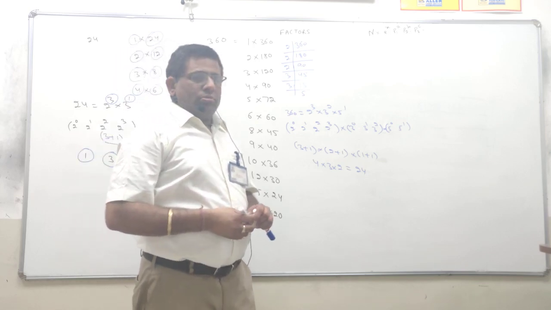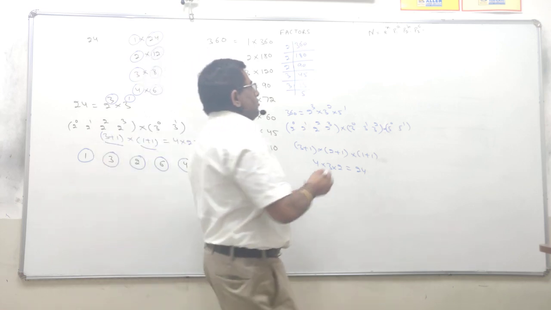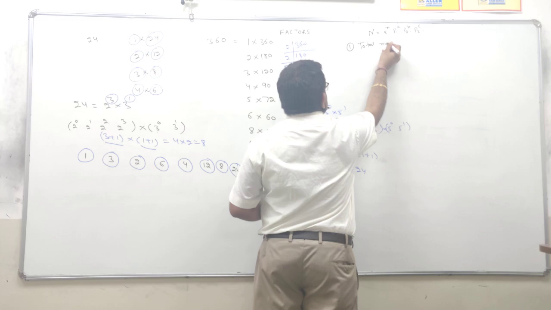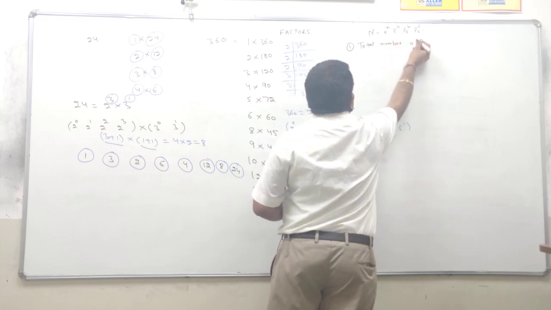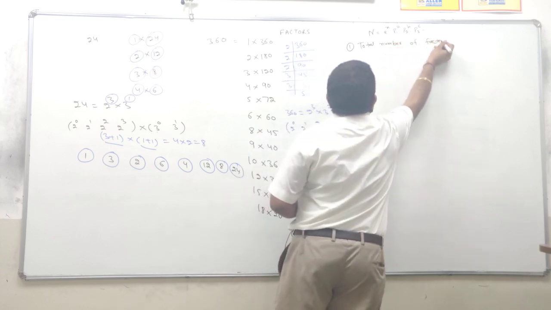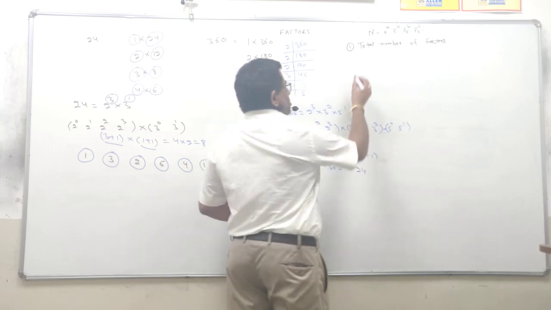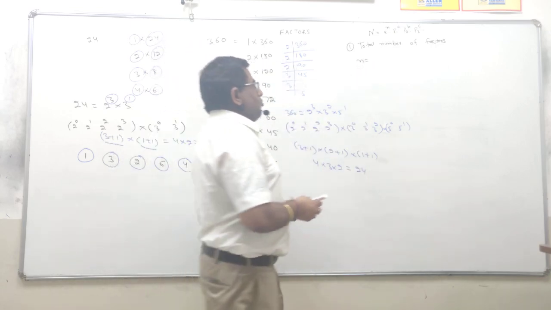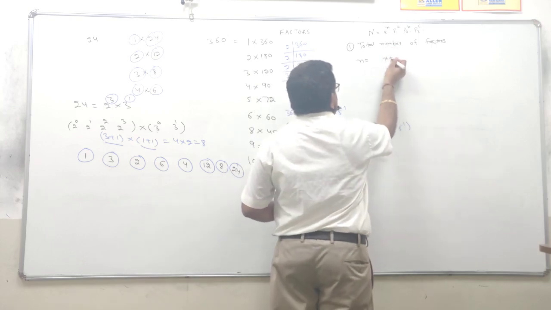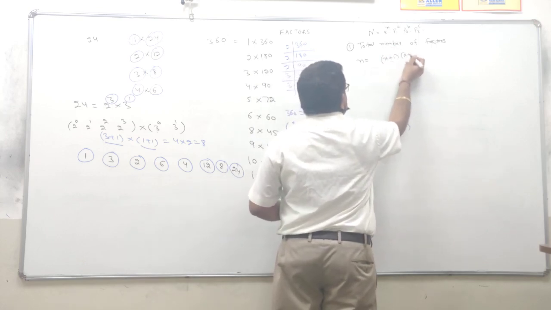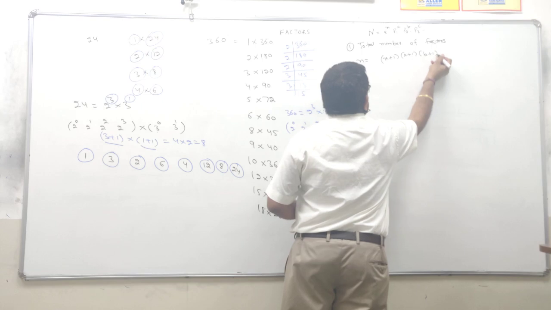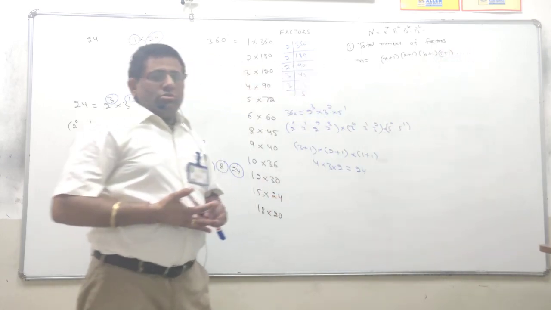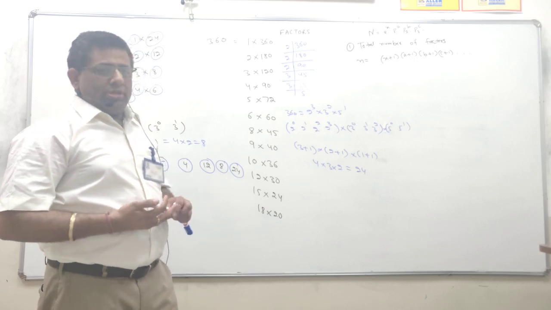Which types of problems can arise in different competitive exams? One of them is the total number of factors. I am denoting this by small n. The total number of factors can be given by the formula x plus 1, a plus 1, b plus 1, c plus 1, and so on. So why are we getting this formula? I think it is clear to you.